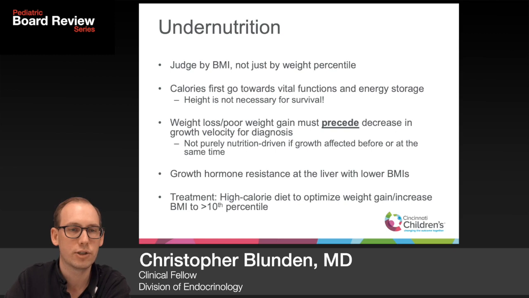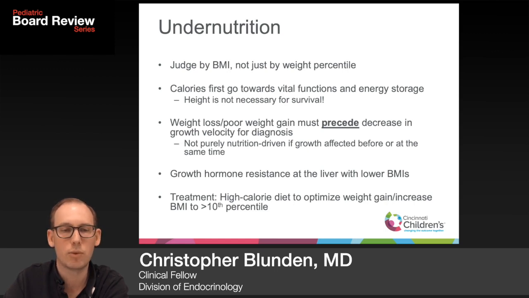And then finally, undernutrition. This is judged by body mass index, not just the weight percentile. So if the weight is low but the height is low, and the body mass index is normal, you can attribute poor growth to undernutrition. However, if the weight is lower than would be expected based on the height and your body mass index is low, then it's possible that the calories are going towards vital function and energy storage rather than height, which isn't necessary for survival. Weight loss and poor weight gain, in order to make this diagnosis, must precede the decrease in growth velocity.